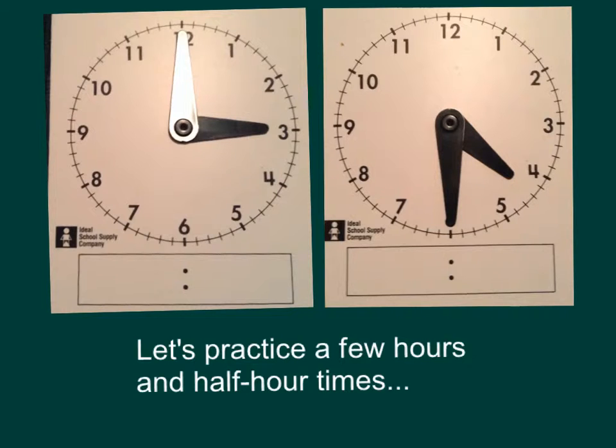That's right, this clock is showing us 3 o'clock. We know this because when we look at the hour hand, it's pointing directly to the 3. And when we look at the minute hand, it's pointing right up at the 12.